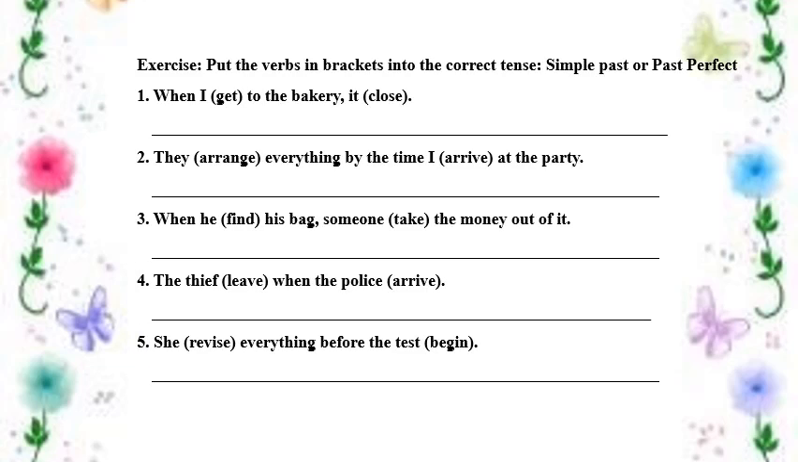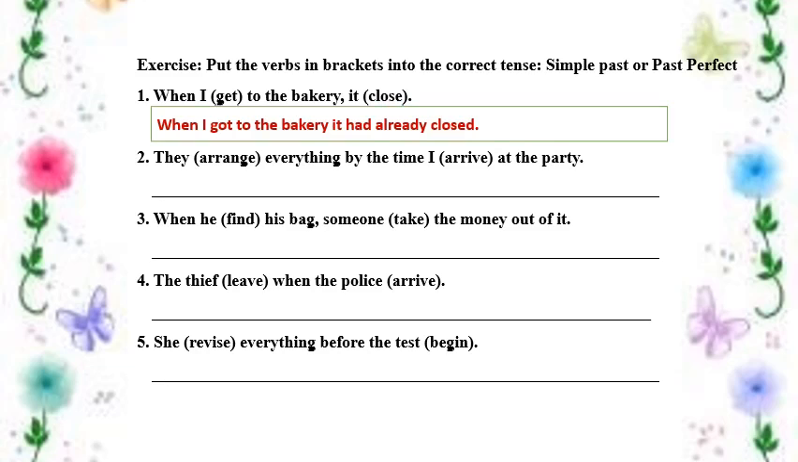First of all, we need to read the sentences again and decide where we should use past perfect tense. Let's read sentence number 1 again. When I get to the bakery, it closes. According to the sentence, we can say that when the bakery was closed, the person reached the bakery. So here we can say the past perfect tense can be used in the second part of the sentence. When I got to the bakery, it had already closed. That means the bakery closed first, then the person reached the bakery.